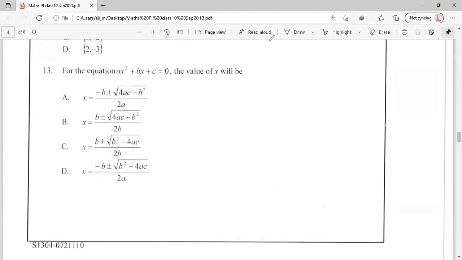Then we have question number 13, in which we have a quadratic equation in its standard form, and we have to find the solution, or we have to write the roots of that standard form of quadratic equation. So actually we have to identify the quadratic formula, that is x equals minus b plus minus the square root of b square minus 4ac, over 2a. So option D will be the right answer of this question number 13.